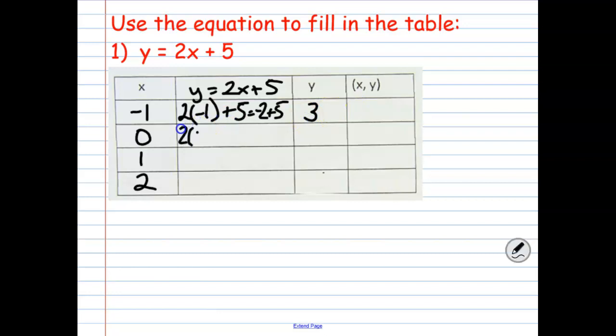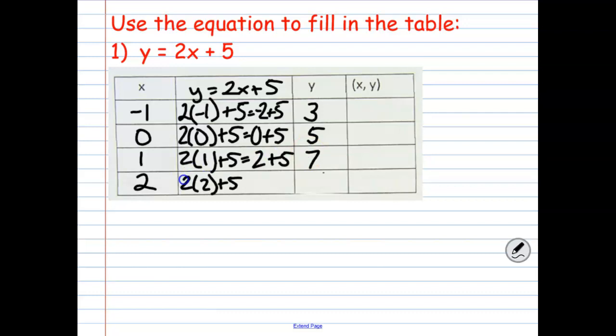So now we're going to pop in 0. And we're going to get 0 plus 5, which is 5. We're going to pop in 1, and get 2 plus 5, which is 7. And then we're going to pop in 2, and we're going to get 4 plus 5, which is 9. Put these pairs together. Make some x and y coordinates. And then there you go.